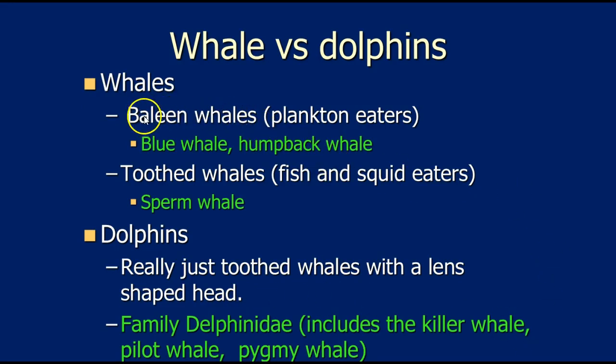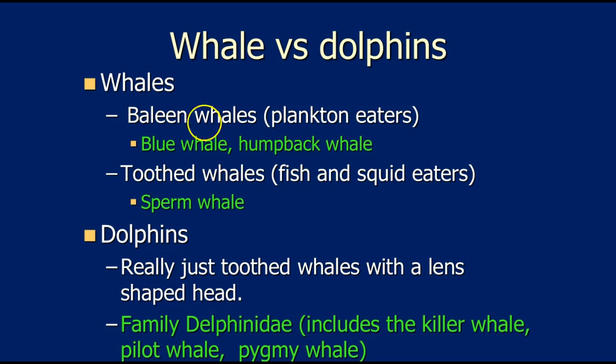Really, these are true whales. We call them baleen whales. It's what we call a true whale. And these are plankton eaters. They don't have teeth. They have these weird combs called baleen, which I'll show you in a little bit. And then we have our toothed whales, which typically feed on fish and squid.